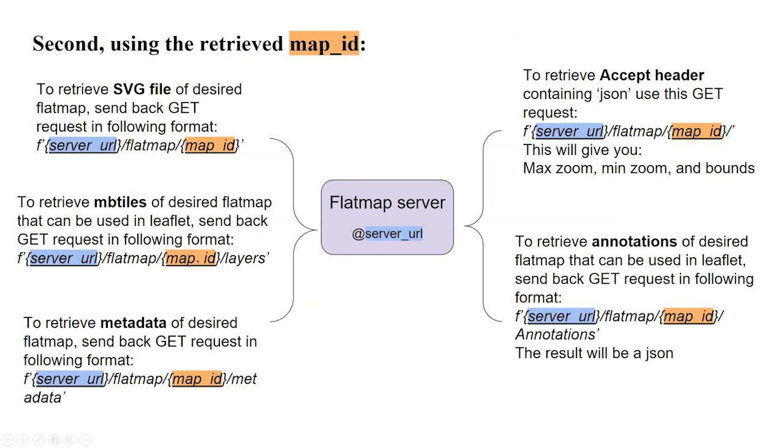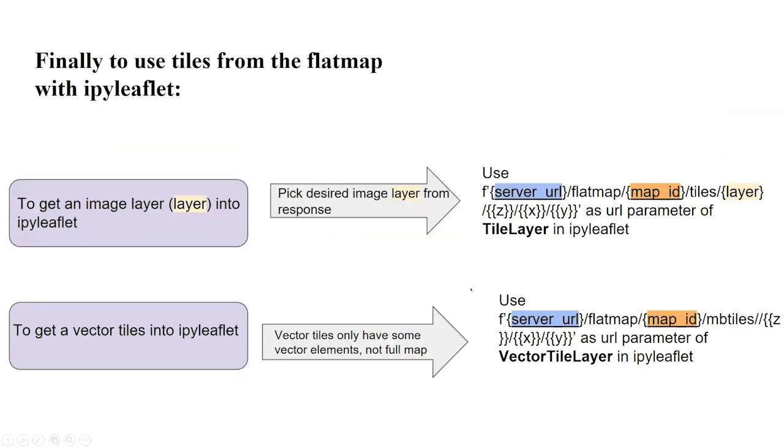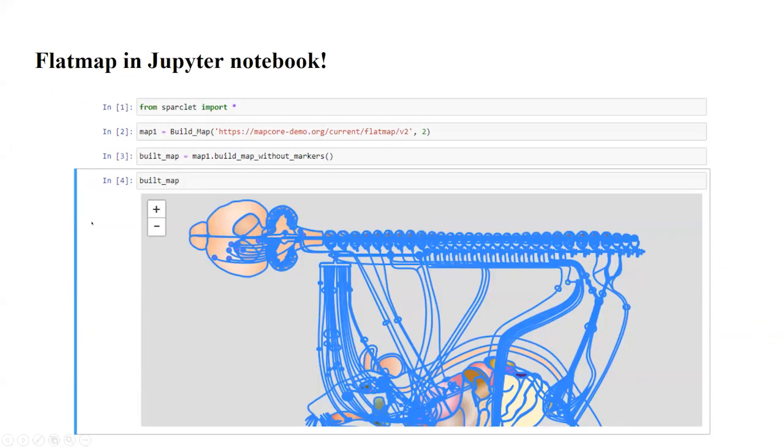Using that, you can keep asking the server for different things, such as the metadata for the particular flat map itself, and the anatomical annotations that Sue was talking about in her initial presentation. The main things that this build map function requests are two particular things. One is the tiles for the image layer, and one is the tiles for the vector layer. These essentially are the two building blocks of the flat map itself.